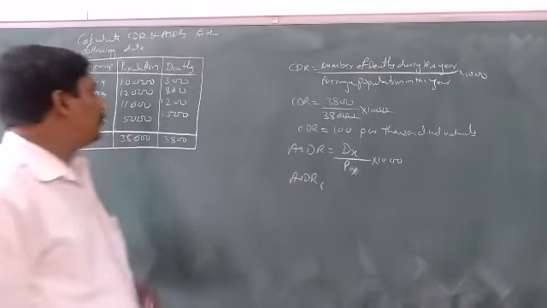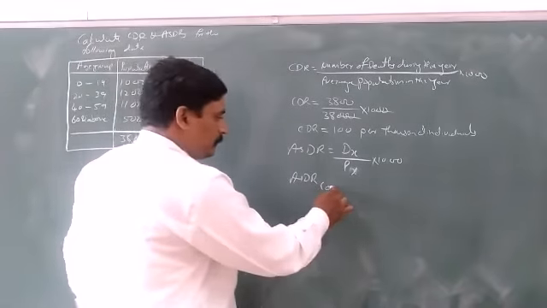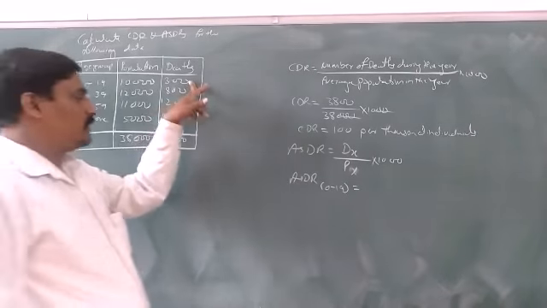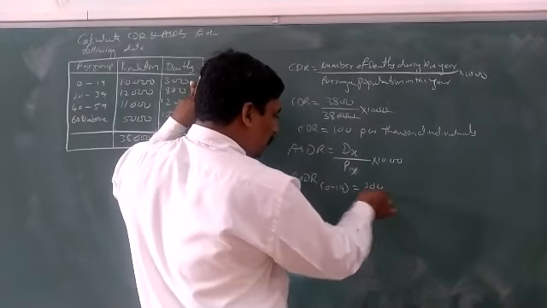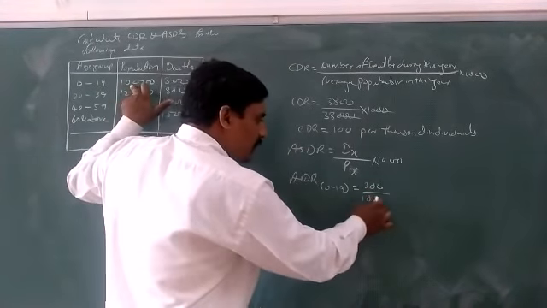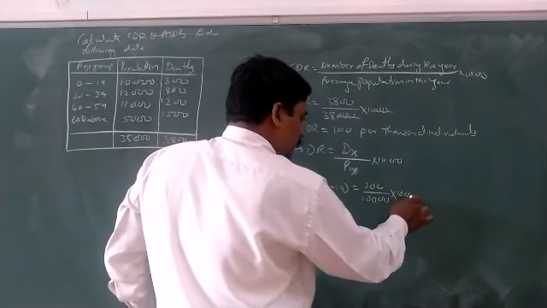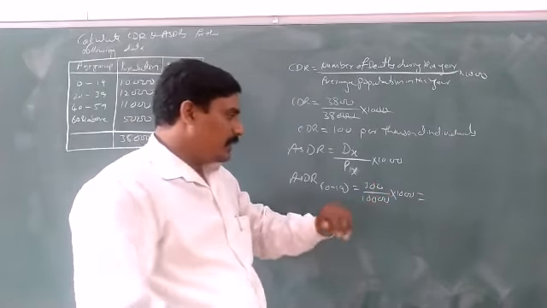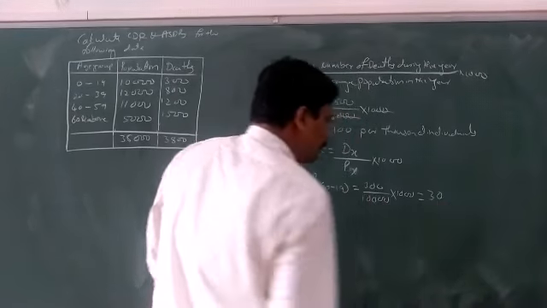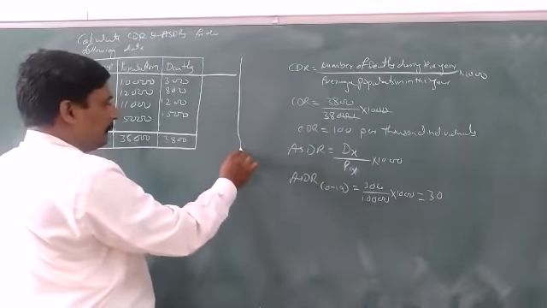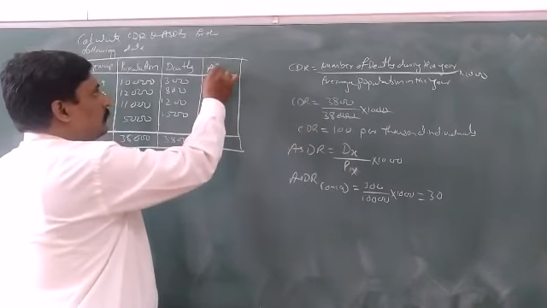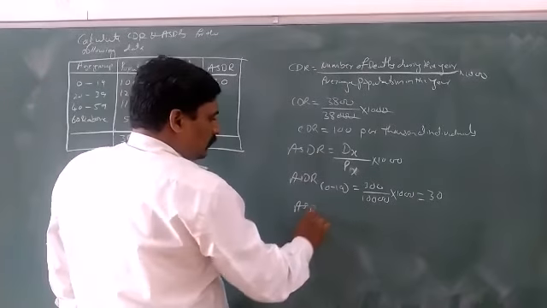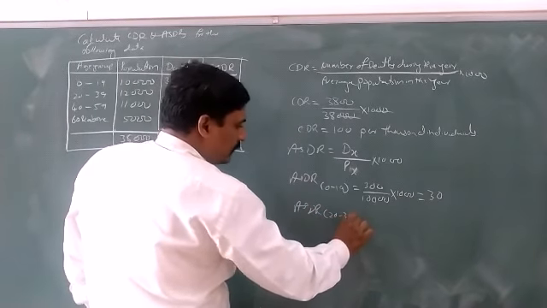So first, ASDR for age group 0 to 19. We calculate here: dx, deaths in the first age group, is 300, divided by population in the first age group, 10,000, into 1,000. So the 3 zeros get cancelled. 300 divided by 10 is equal to 30. So the first ASDR is 30.